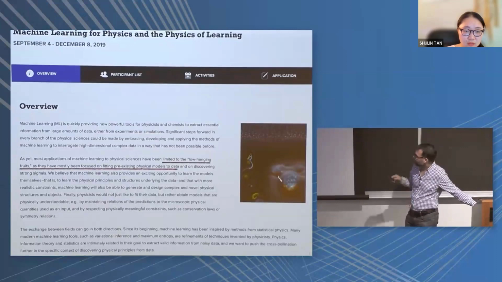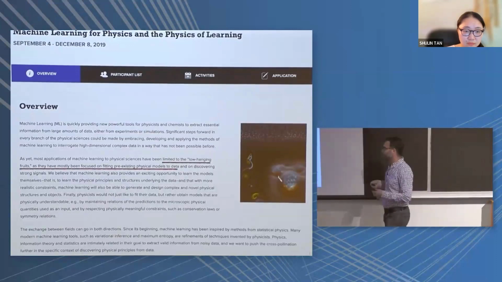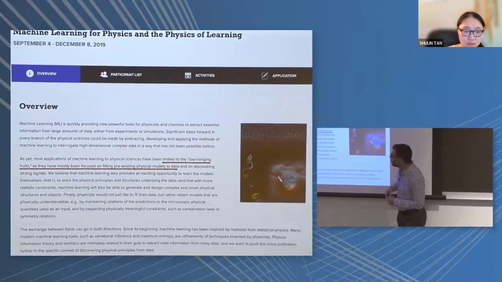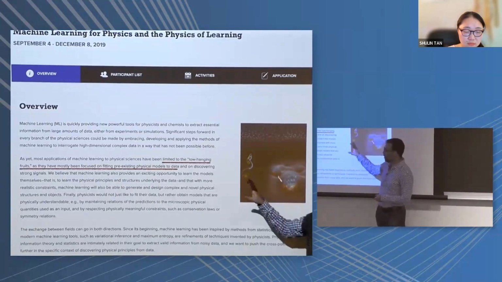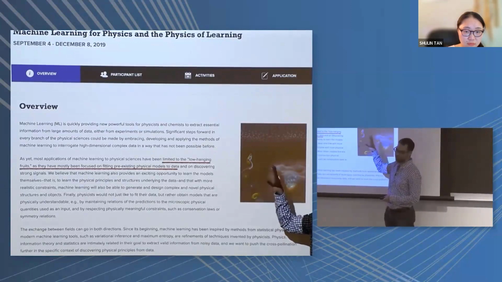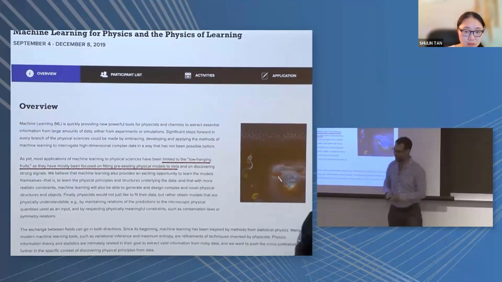Then there are these other lines in here. It says, however, a lot of the use of machine learning in the physical sciences so far has been limited to low-hanging fruit, as it has mostly focused on fitting pre-existing physical models to data. I'm not totally sure what was in mind with that sentence, and I'm not going to disagree with it strongly, but there's another context in which doing inference with a pre-existing physical model is still very, very hard, and I wouldn't characterize it as low-hanging fruit.